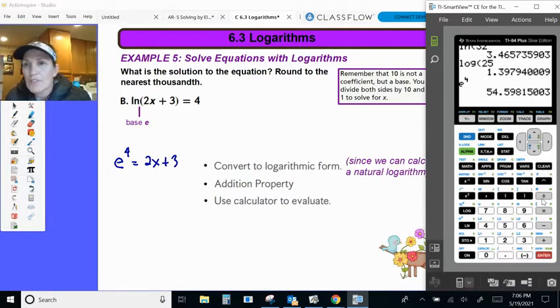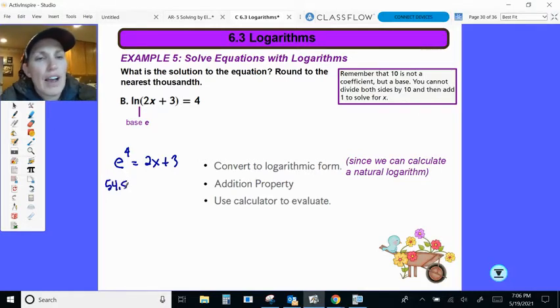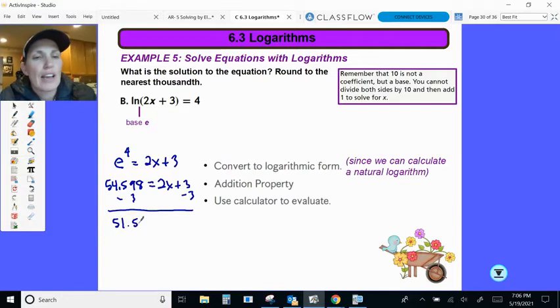Okay, that's 54.598. They want it to the nearest thousandth, so I'm keeping things to the nearest thousandth. 54.598 equals 2x plus 3. And now I just need to solve here. I'm going to subtract 3 from both sides. This becomes 51.598 equals 2x.